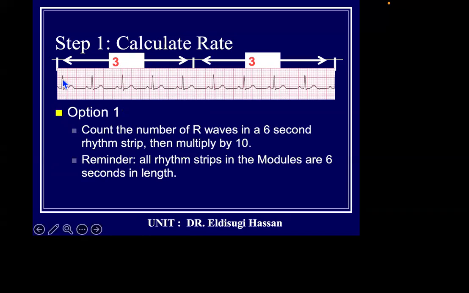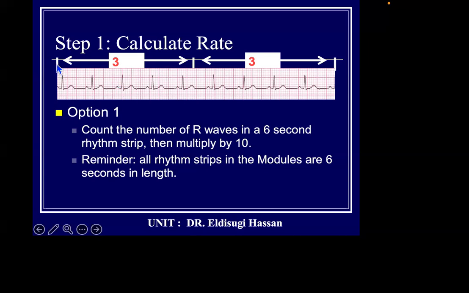To calculate the heart rate, count 30 large QRS complexes. Start from a QRS complex, which is here.